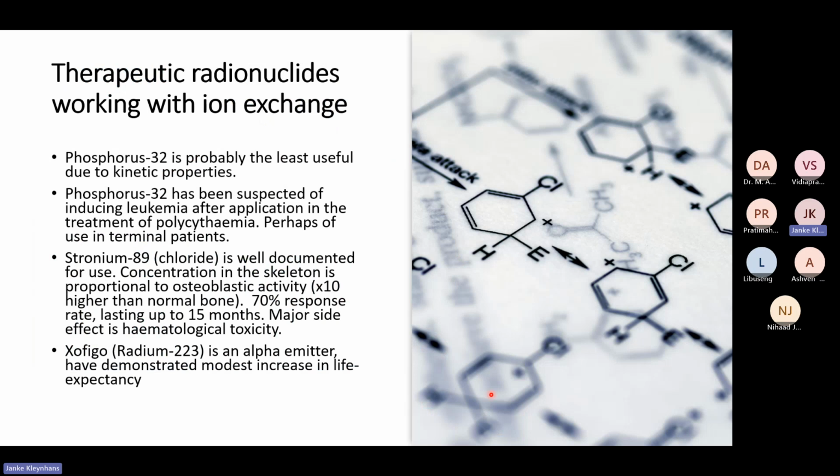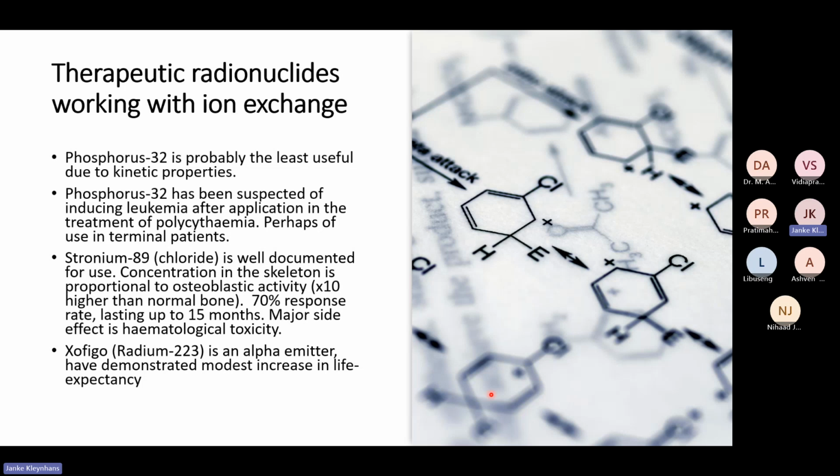So the therapeutic radionuclides that work with ion exchange, phosphorus-32 is least useful due to the kinetic properties. It is really excreted quite quickly in the kidneys. It's not maybe accumulating that much where it should. Phosphorus is also distributed across the body in many tissues and not only bones, so it's a bit less targeting, and it has been suspected of inducing severe leukemia. And it is of use maybe in terminally ill patients still, if that is what you have available.